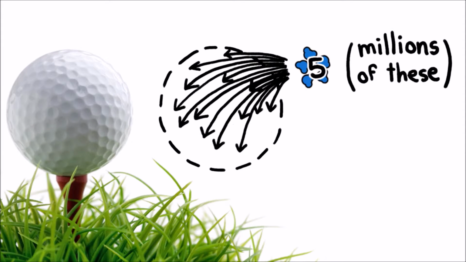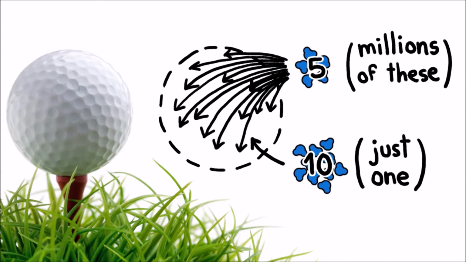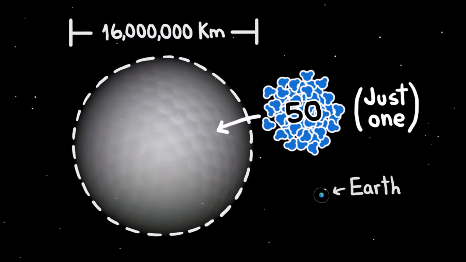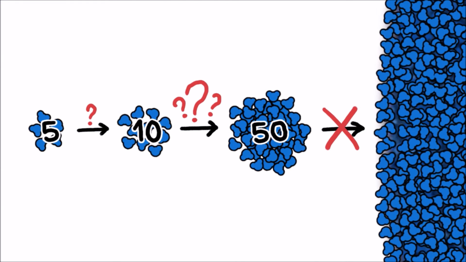And while there are millions of 5-molecule clusters in a golf ball-sized volume of air at dew point, odds are that only one of those clusters will grow to a size of 10. And you'd need a golf ball of air 10 million miles across to find a single 50-molecule cluster, which basically means that clusters of water molecules never get to that 150 million mark on their own. Fortunately, they don't have to.